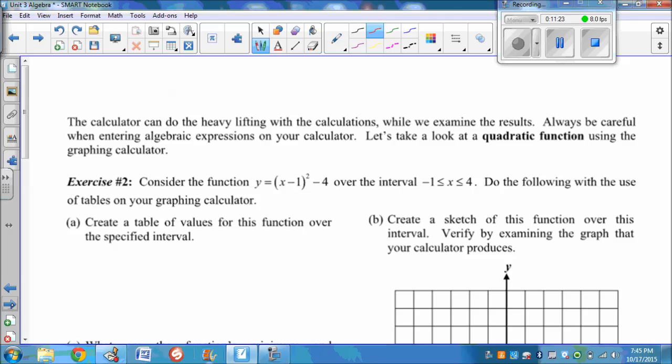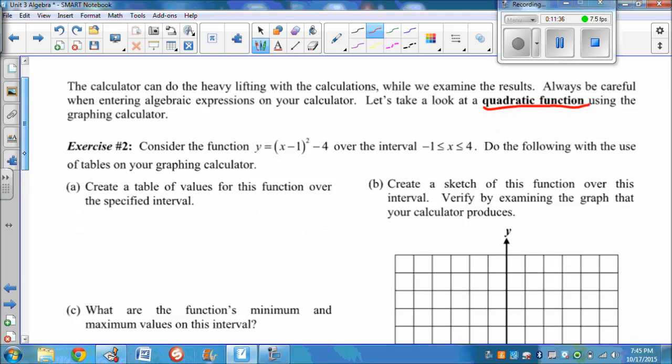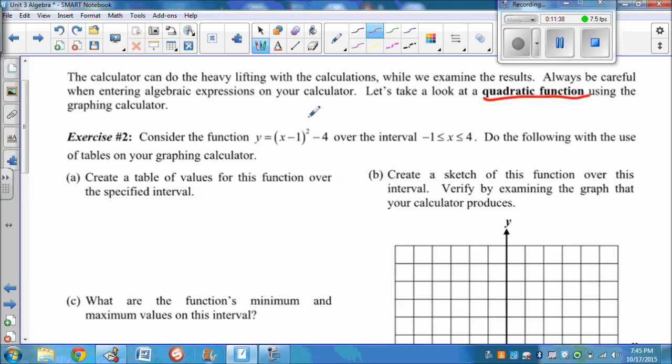It says the graphing calculator can do the heavy lifting with calculations while we examine the results. Always be careful when entering your algebraic expressions on your calculator. So now let's take a look at a quadratic function using that graphing calculator. So how do I know that this is a quadratic? If it has an exponent of 2, and that's the highest exponent there is, then that is considered a quadratic. I'm just going to play around with this today. Later on in the year, we're going to do quite a bit with quadratic functions.